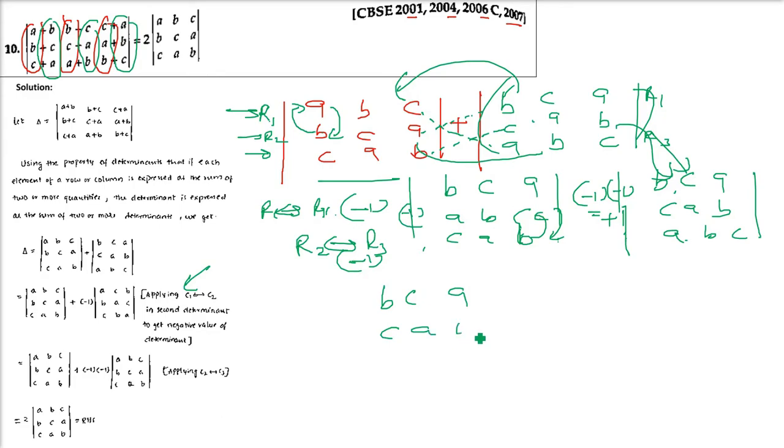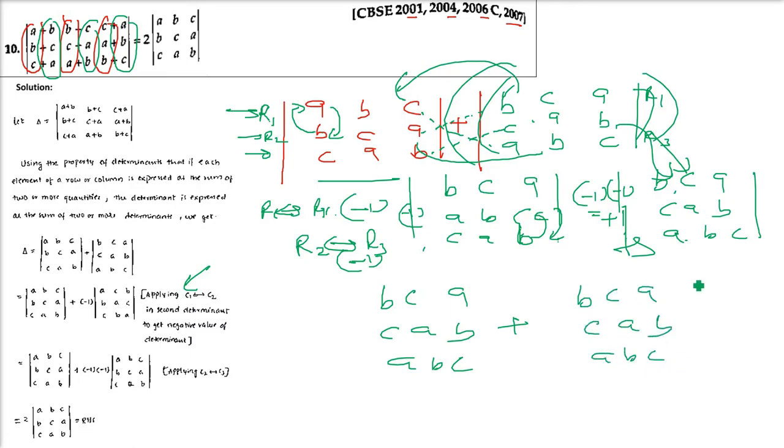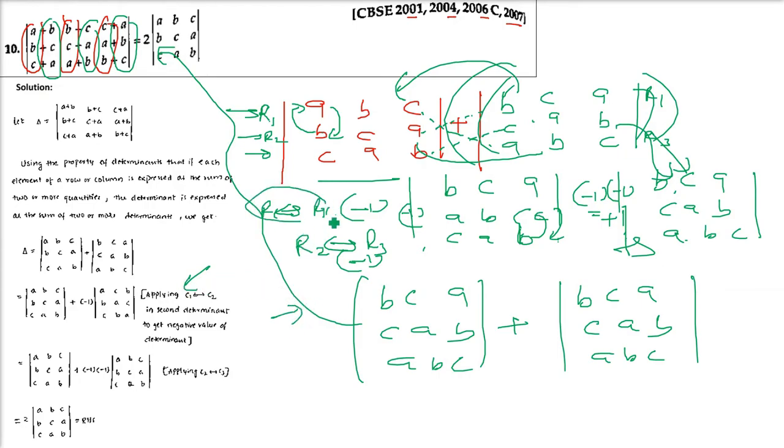I am just doing it in another way, because this is twice of BCA, CAB, ABC. But the question is asking about twice of ABC, BCA, CAB. So I would urge you that you don't need to change the first matrix which I did. You need to change the second matrix. Exchange the first and second row and the second and third row in the second matrix, then you will get the answer.